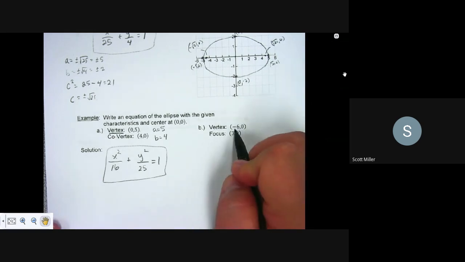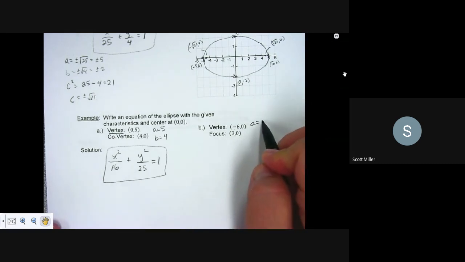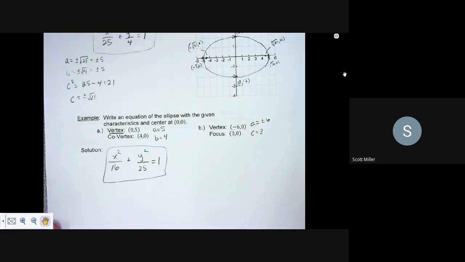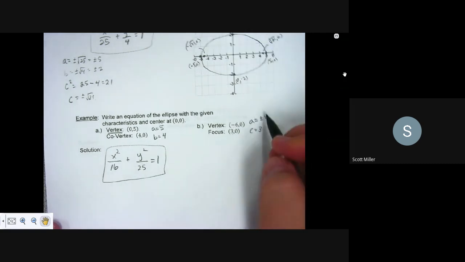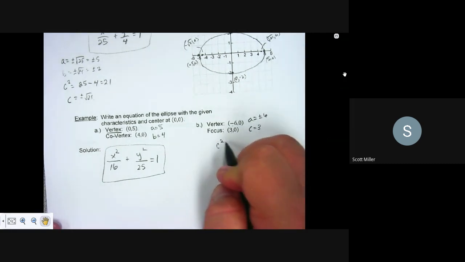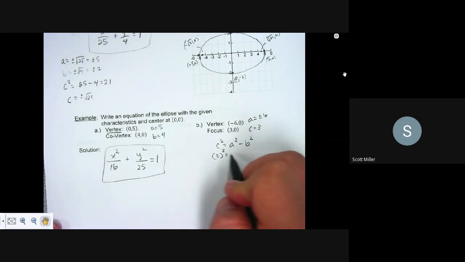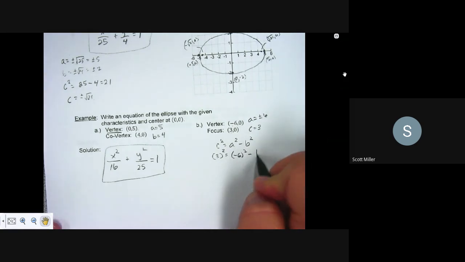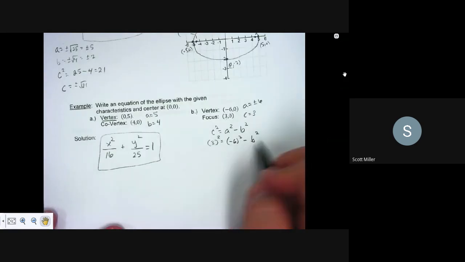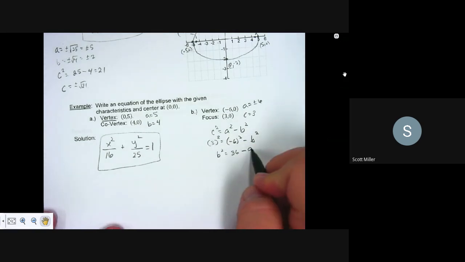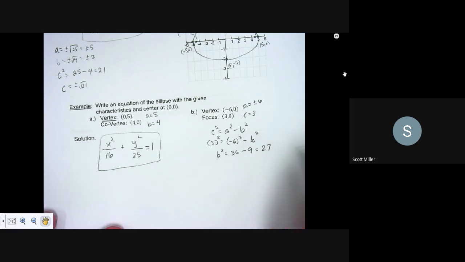Okay. Over here, a little bit more involved in this one. Here we have the vertex at (-6, 0). So that means A is going to be plus or minus 6. It is on the x-axis. Okay. The focus then is also on the x-axis, and this means that C is 3. Okay. We can use this information right here to find B. So C squared is A squared minus B squared. So we put in our 3. We put in our A, and we solve for B. So moving things around over here, you'll get B squared is equal to this number, which is 36, minus that number, which is 9, which is 27. So B squared is 27.